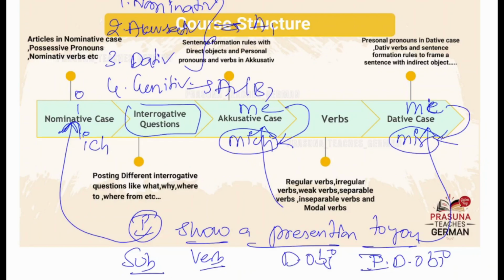Let us come to interrogative questions. When you are learning any language, you should even know how to pose a question. Questioning is very, very important. So how to pose questions and what the different questioning patterns are, we'll discuss in this interrogative module. The next module is verb classification. What are regular verbs, irregular verbs, separable verbs, inseparable verbs, modal verbs. The complete verb classification we are discussing in this module.